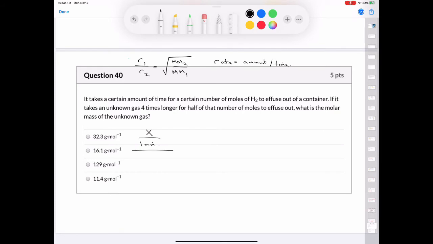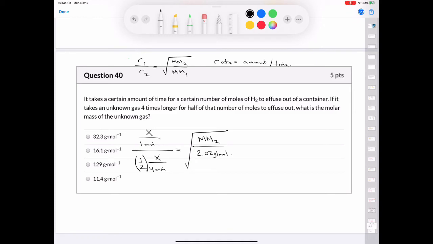Well, it says that the second gas takes 4 times longer, so it's going to be X over 4 minutes, but it says that it's only half that amount. So we're going to have to take that and multiply it by a half. So we have 1/2 times X over 4 minutes, and that's going to be equal to the square root of the molar mass of the unknown gas, we'll call that the molar mass of 2, divided by the square root of the molar mass of hydrogen, which is 2.02 grams per mole.